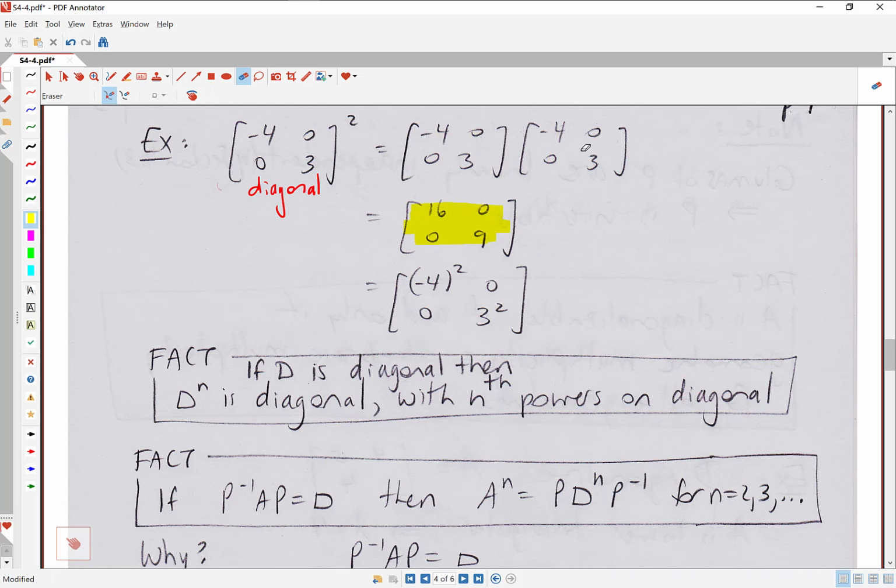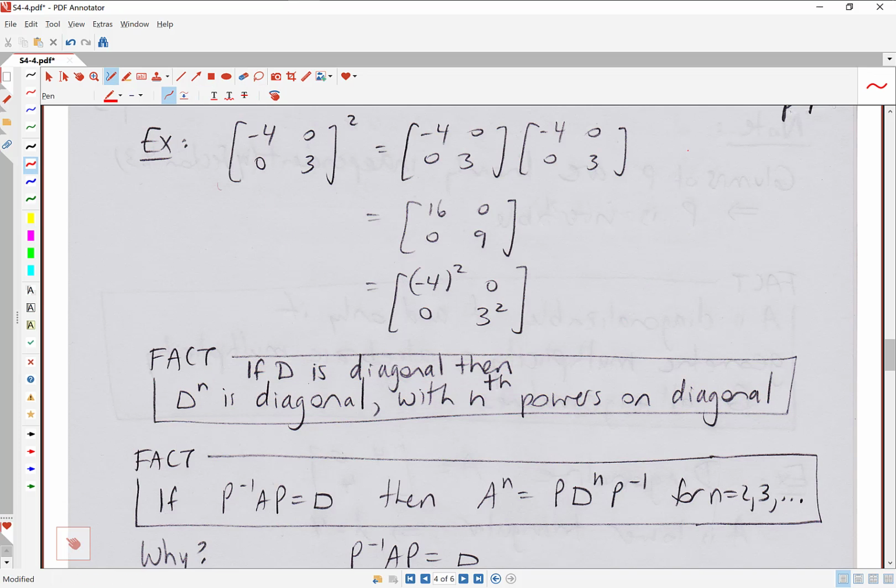Now what's special about this is if you look at what we've got on the diagonal here, at the end of the calculation we've produced a diagonal matrix, and specifically on the diagonals we just got the squares of the numbers that we started with. And this is illustrating a fact that's going to be true more generally. So if D is a diagonal matrix, then when you raise D to a power, D to the n, you're getting a diagonal matrix with the nth powers on the diagonal.